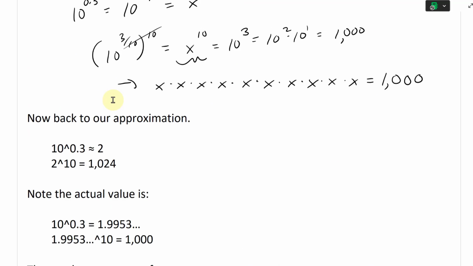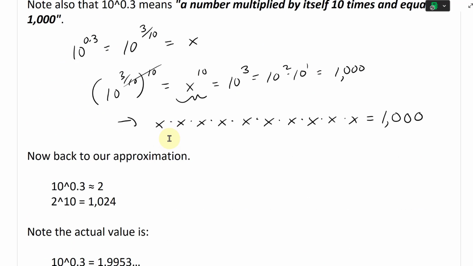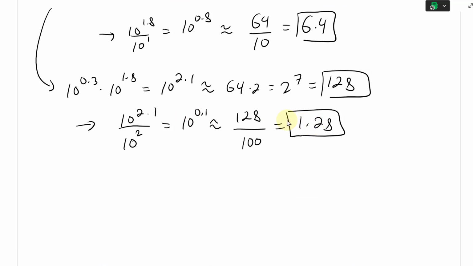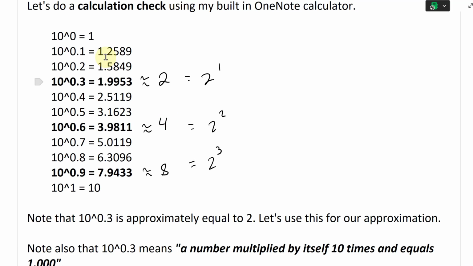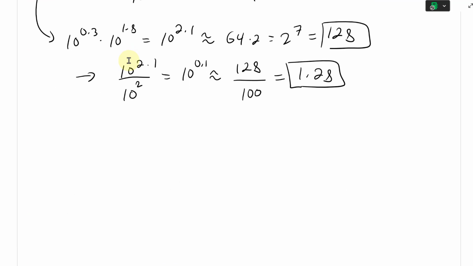And if we scroll all the way back up, we get 10 to the 0.1 is equal to 1.2589, and we had 1.28. So it's pretty close. 1.28, 1.2589. So it's close enough for most applications. All right, so let's go to the next one.